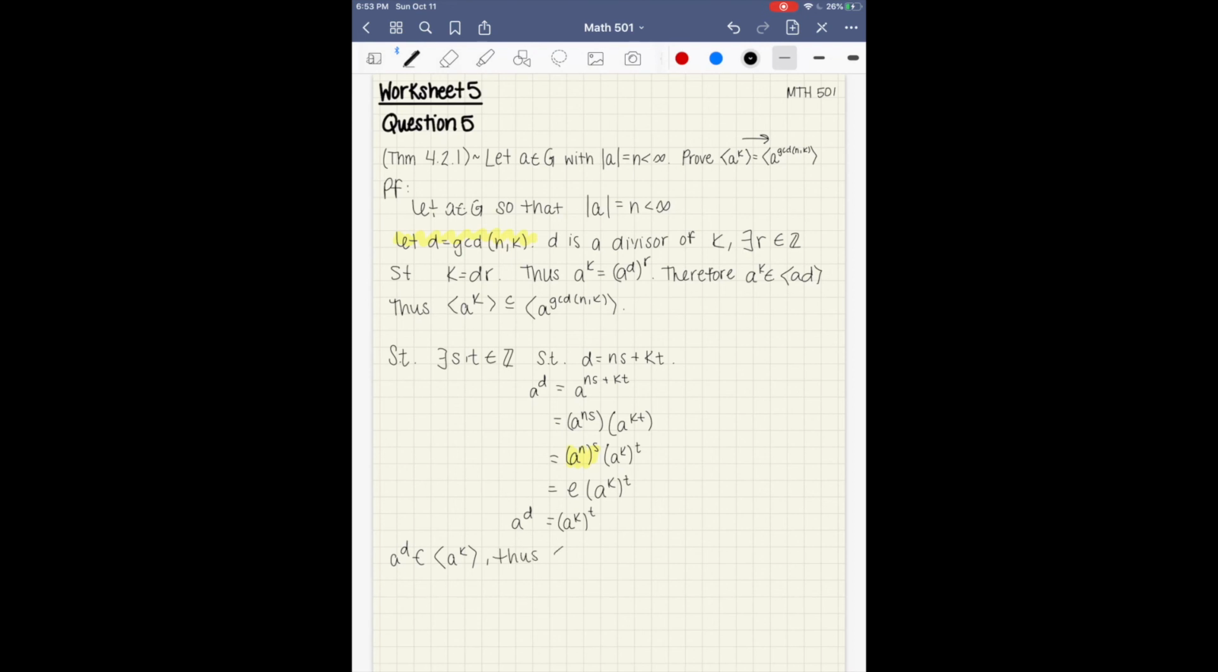Thus, we can say that the cyclic group generated by a to the greatest common divisor is a subgroup of a^k. Therefore, since we have both directions of subgroups, a^k is equal to a^(greatest common divisor of n, k).